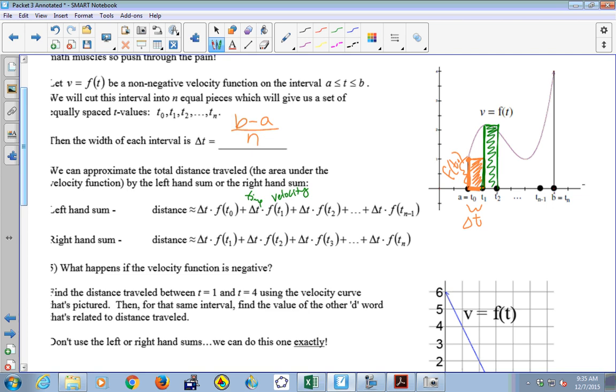So we just keep doing that all the way down. And then the very last rectangle: I've got this last interval, t sub n minus 1 to t sub n. Use the left endpoint, go up to the curve, and use that speed for the entire time. So the height of this rectangle is going to be f of t sub n minus 1, the second to last time point, which is why it's n minus 1.